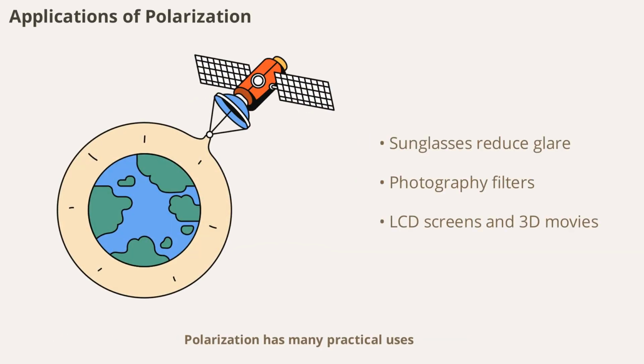Polarization has many practical uses. Polarized sunglasses reduce glare by blocking horizontally polarized light. In photography, polarizing filters enhance contrast and reduce reflections. Polarization is also used in LCD screens, stress analysis of transparent materials, and even in 3D movies. These applications highlight the importance of understanding and controlling light's polarization.